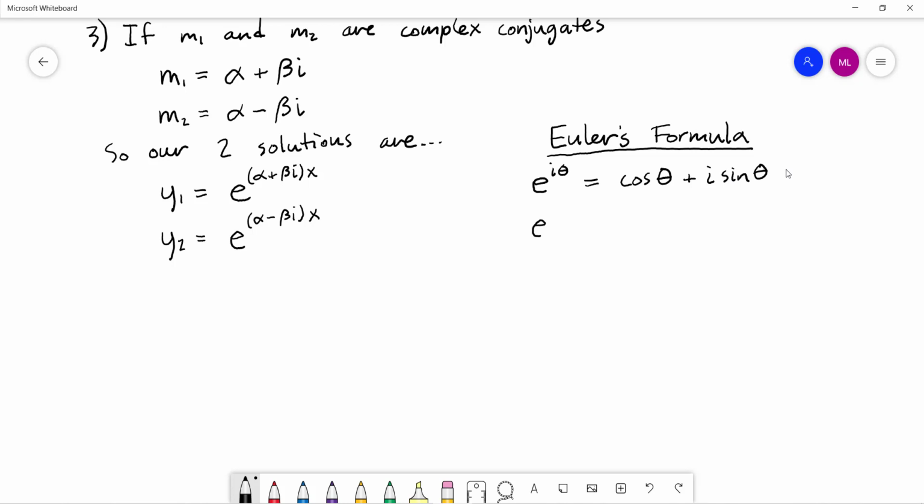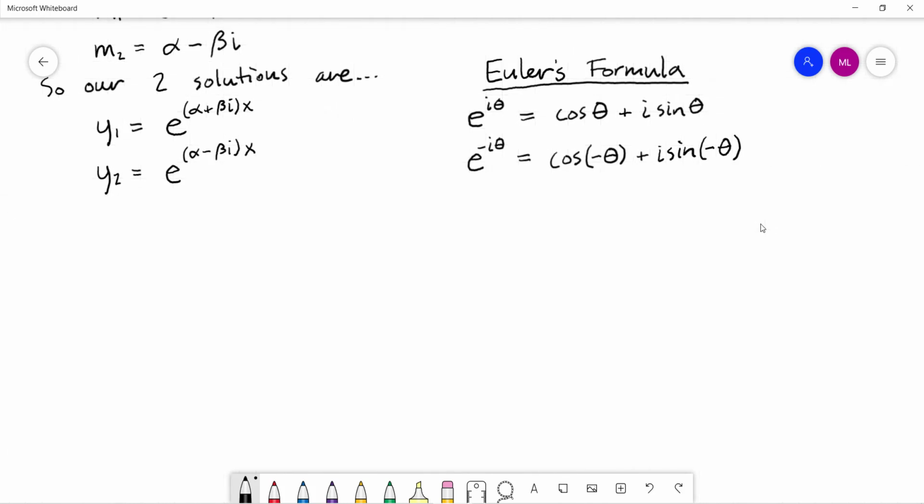If we do the equivalent for e to the negative i theta, it's the same formula, but we swap everywhere that theta showed up with a negative theta. So that's the same as cosine of negative theta plus i times the sine of negative theta. But due to the even and odd properties of cosine and sine, the cosine of negative theta, because it's an even function, is the same as cosine of the positive theta. And sine is an odd function, so when you take the sine of a negative number, it's the negative of the sine of the positive argument. So all that happens is we flip this sign. So here's Euler's formula, and here it is extended to something that has a negative power.